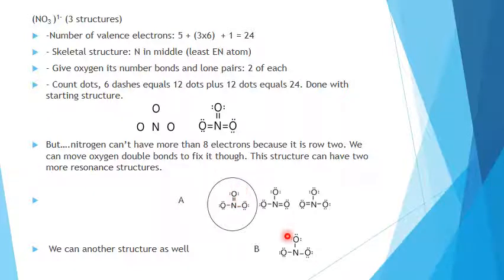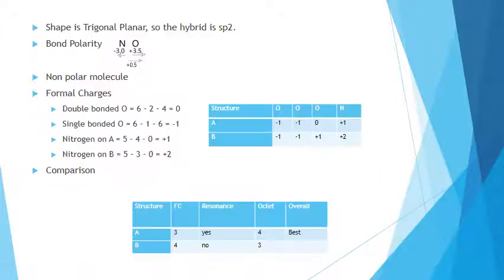There could be another structure as well, and now the other double bond comes out, and then you can get this structure as well. Okay, so now when you look at that structure, it has a trigonal planar shape, with 3 connections to nitrogen, 3 attachments, and the hybrid orbital on the nitrogen is sp2. The bond polarity is as such.